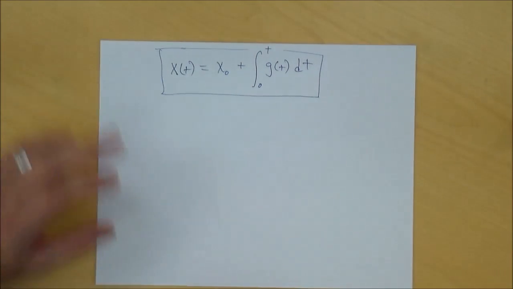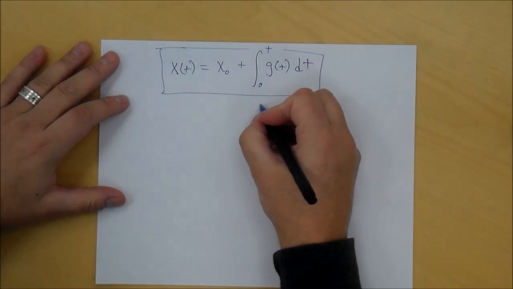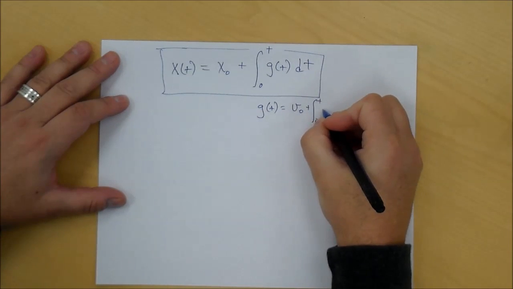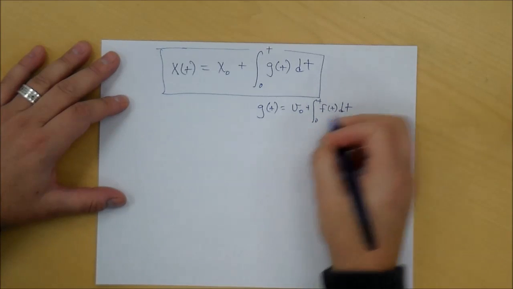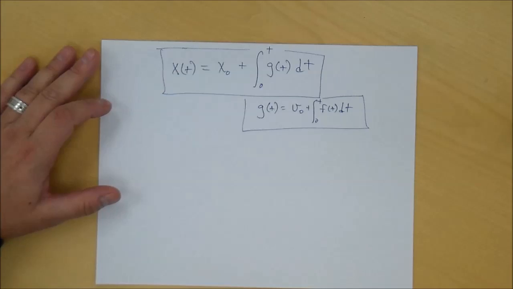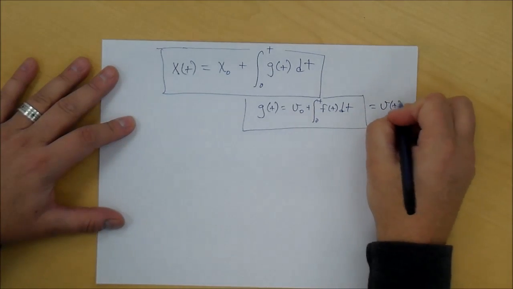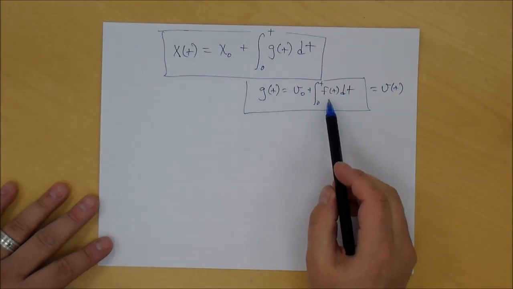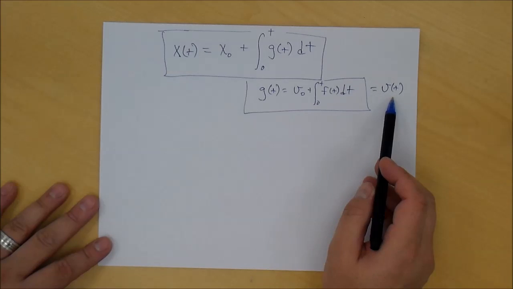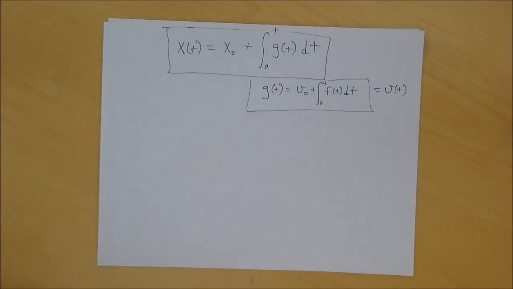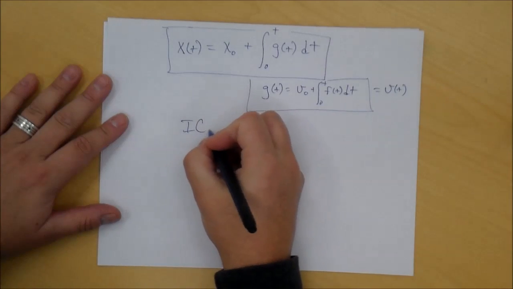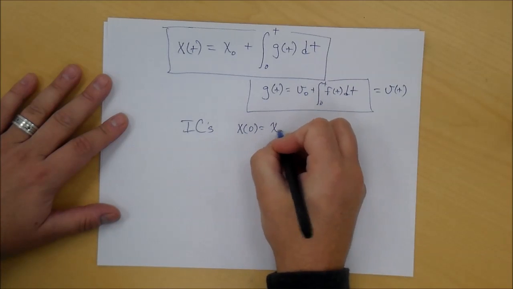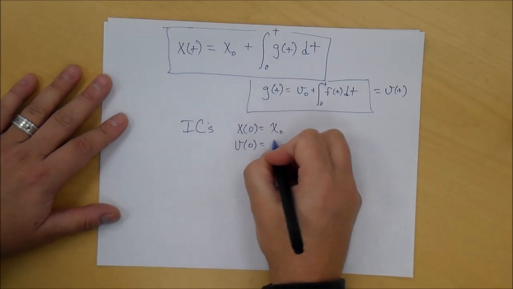And that is the description for the position as a function of time. And just as a reminder, g of t is equal to v naught plus the integral 0 to t of f of t dt, which also equals the velocity. So, given information about the acceleration of a particle in terms of a function f of t, I can figure out the velocity at any time and the position at any time, also given the initial condition. So the initial conditions are that x at time 0 is x naught, and v at time 0 is v naught.